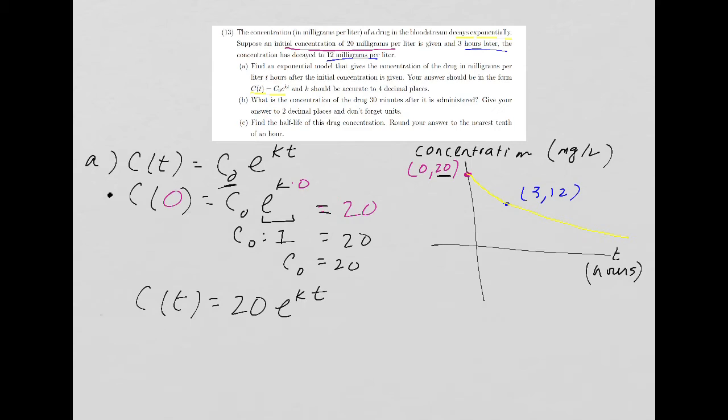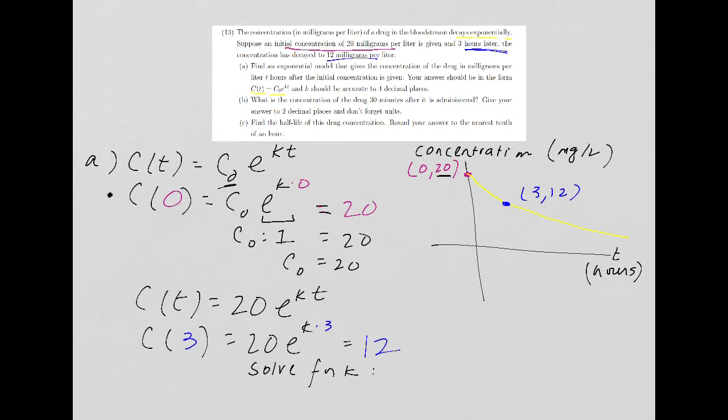Now, there's one other point that was given, the blue point. So what I'd like to do now is use that information, and I'll switch to blue so you're seeing what's happening. I'm going to put the 3 in everywhere there's a t, and then the value has to equal 12. Those numbers came from this blue point, and that blue point came from the second piece of information given in the problem prompt. So now our job is to solve for k.